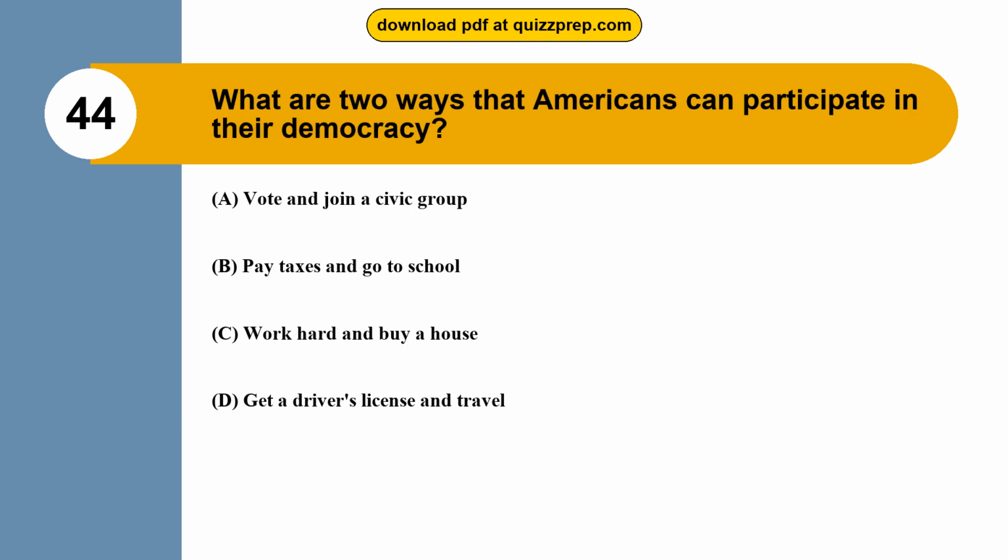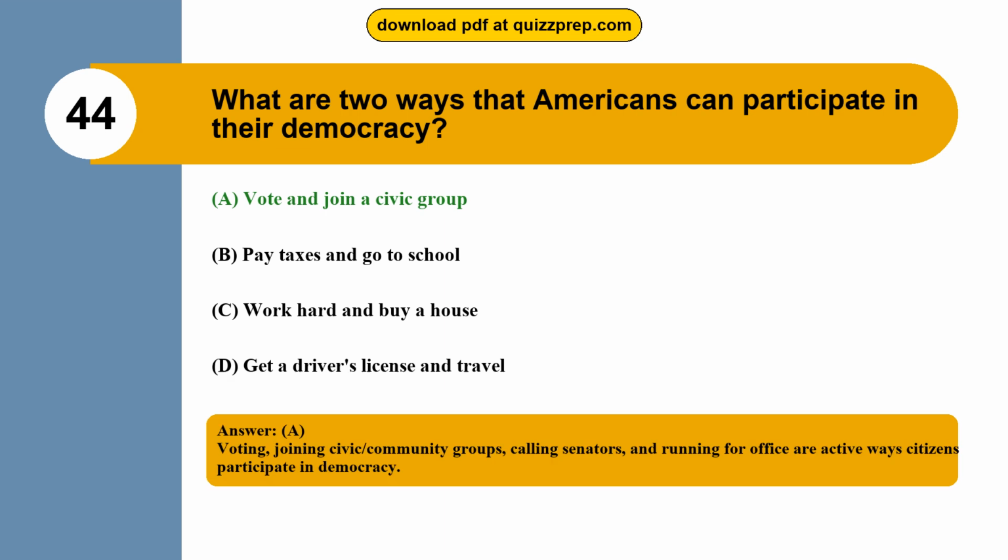Question 44. What are 2 ways that Americans can participate in their democracy? Option A, vote and join a civic group. Option B, pay taxes and go to school. Option C, work hard and buy a house. Option D, get a driver's license and travel. The correct answer is option A, vote and join a civic group. Voting, joining civic/community groups, calling senators, and running for office are active ways citizens participate in democracy.